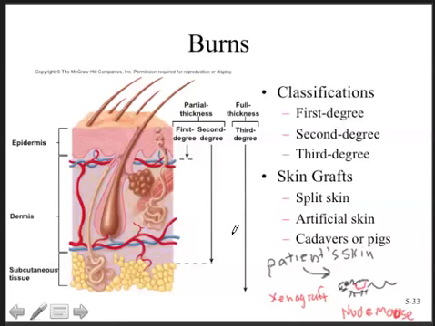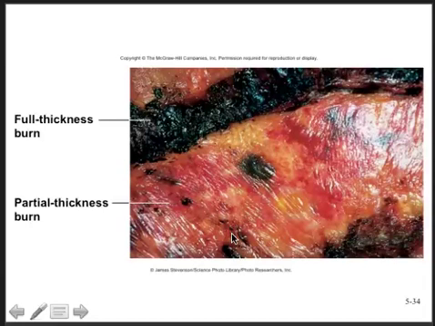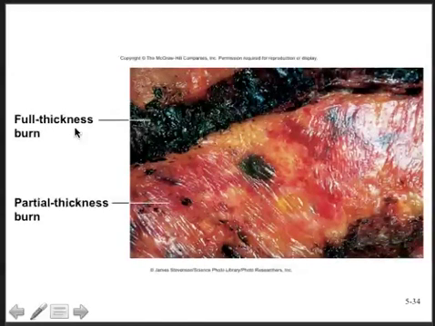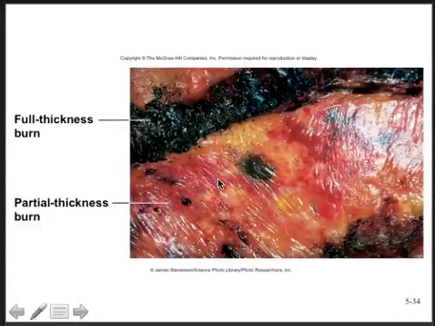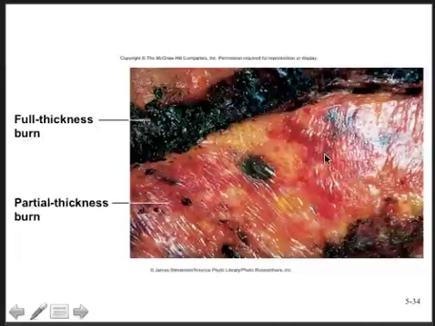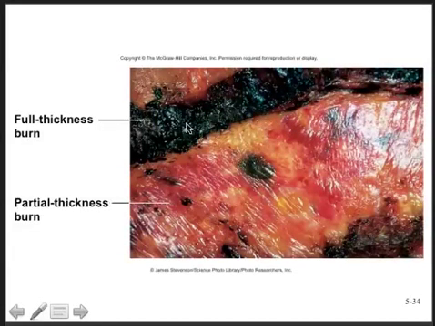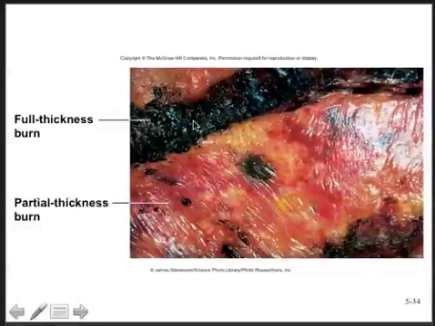Okay. Here you can see some examples of different types of burns. Full thickness burn shown up here. You can see that the skin is brown to black, whereas a partial thickness burn, we have sort of this strawberry yellow patchiness. Oddly enough, the full thickness burn is not as painful as the partial thickness burn, because many of the nerve endings that produce pain have been destroyed in a full thickness burn.